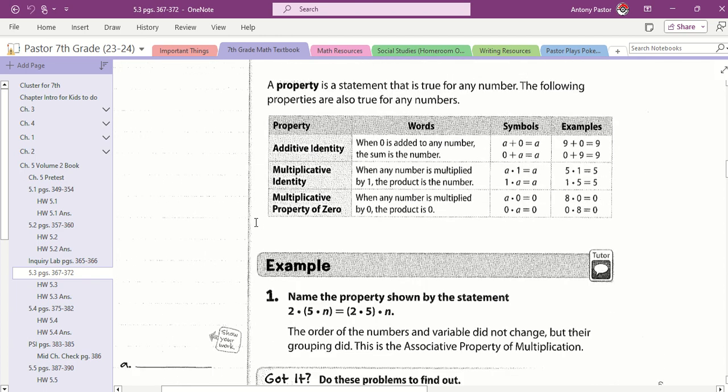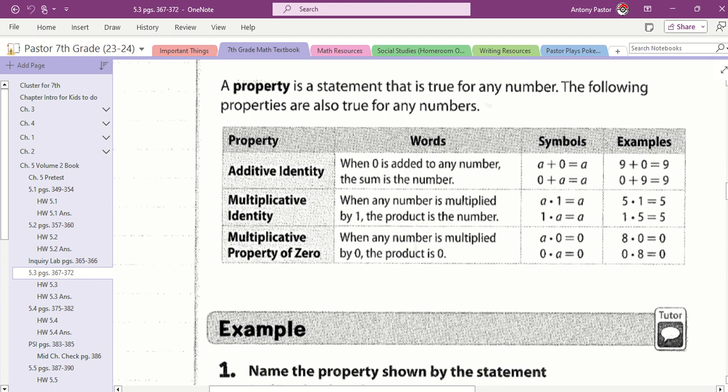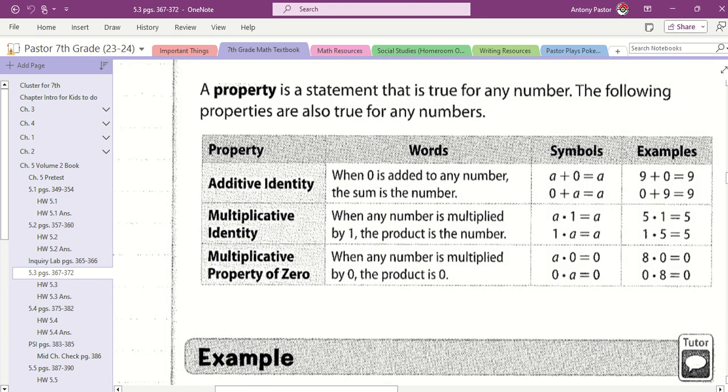Here are a few other terms that we must know. Number 1, a property is a statement that is true for any number. The following properties are also true for any numbers. So again, a property means that anything that we're saying about a certain number is true. So again, the commutative property states that the order in which we add or multiply doesn't matter.